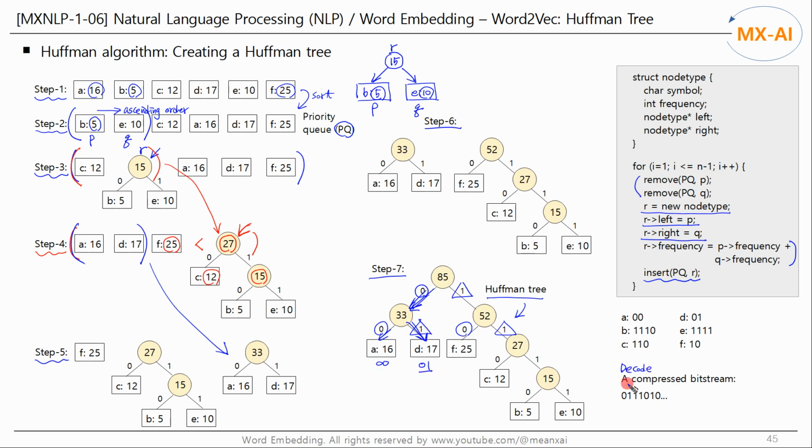To decode a compressed bit stream, we traverse the Huffman tree using the bits in the stream. Starting from the root, a 0 bit means moving to the left child, and a 1 bit means moving to the right child. When a leaf node is reached, the corresponding character is identified and appended to the output, and the traversal restarts from the root for the next character's code.